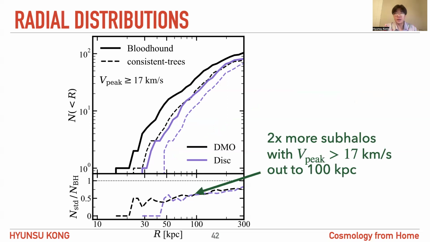And we also see that Bloodhound predicts twice as many subhalos that are above the atomic cooling limit of 10,000 Kelvin, which corresponds to a V peak of 17 kilometers per second, and all the way out to 100 kiloparsecs. And this may hint that the recent too many satellites problem is not a problem after all.